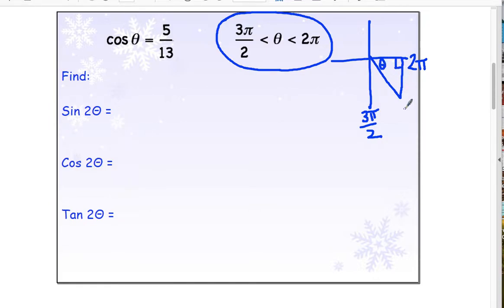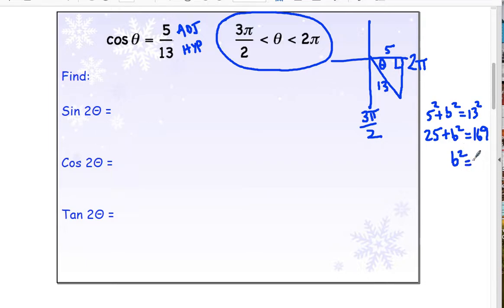So draw your triangle in the 4th quadrant, and then we can label. Cosine is adjacent over hypotenuse. So I know that my adjacent side is 5, my hypotenuse is 13. Now we can do Pythagorean theorem to find the remaining side. 5 squared plus b squared equals 13 squared. 25 would equal b squared. Oops, not equal. Let me go back. 25 plus b squared would equal 169.